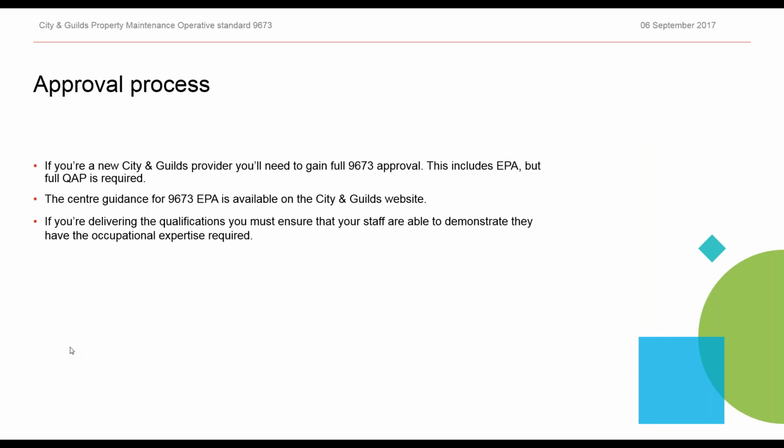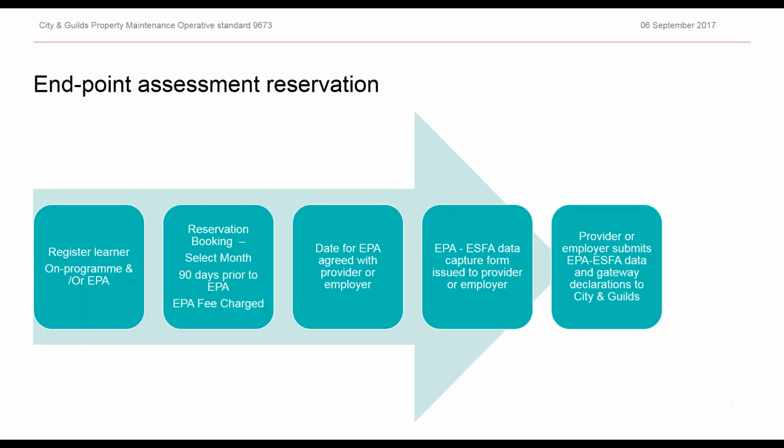So the approval process, because it's a brand new standard and it hasn't actually replaced an existing apprenticeship on the SASE framework, will require all centres to go through the full approval process, details of which can be found again on our website. There is also a centre guidance for 9673 on endpoint assessment, which is again available on the 9673 webpage. Again, as previously Rob was mentioning, if you are planning to deliver these qualifications, staff must be able to demonstrate that they have the relevant occupational expertise required.